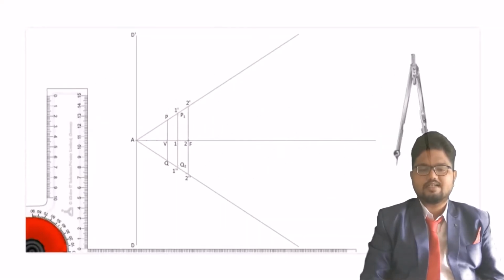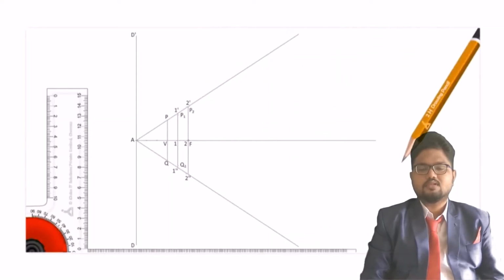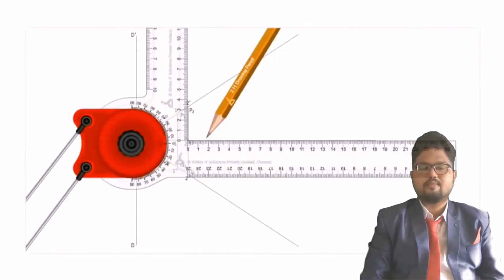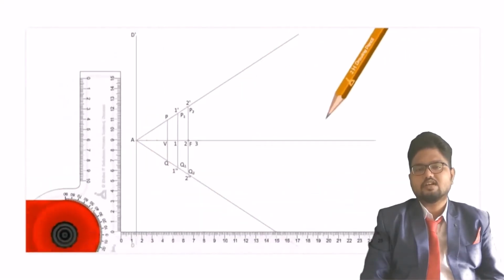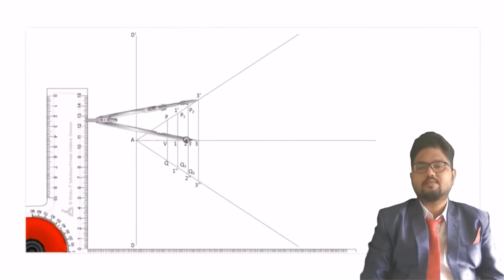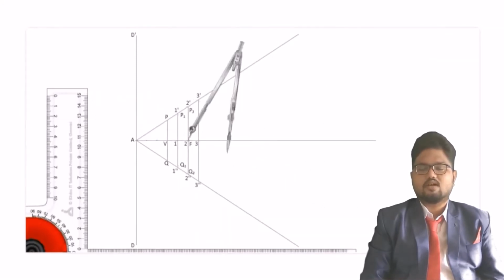In that way take P2 and Q2. So next go to the third point. Take it and draw the line towards AP, and that will be your 3 dash point. Take 3 dash radius, F as center, and draw an arc above and below. F is the common center for everything.